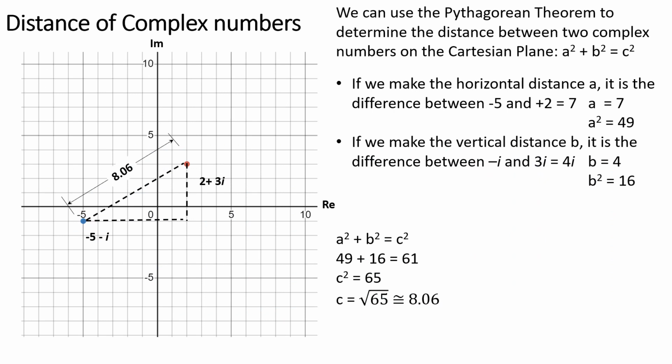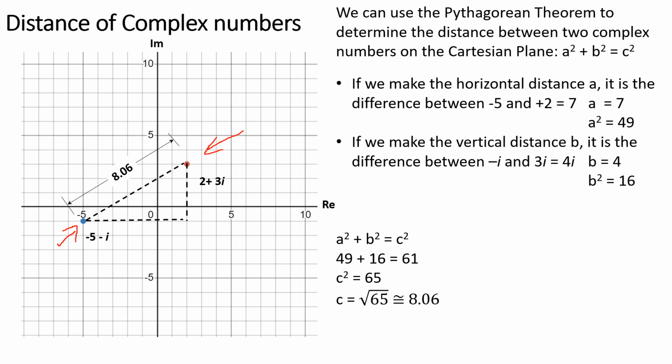Now, figuring out distance on complex numbers on the complex plane is no different than the xy axis in the Cartesian plane. What we're going to do here is use the Pythagorean theorem. There are going to be two questions here. The first one on this slide is, what is the distance between negative 5 minus i and 2 plus 3i? Well, we can use the Pythagorean theorem. I've got 2 points here: my first one, minus 5 minus i, and my second one, 2 plus 3i. And I can figure out what the distance is.